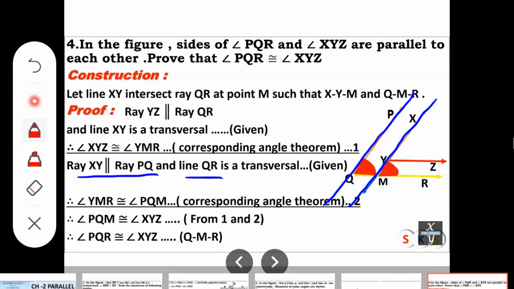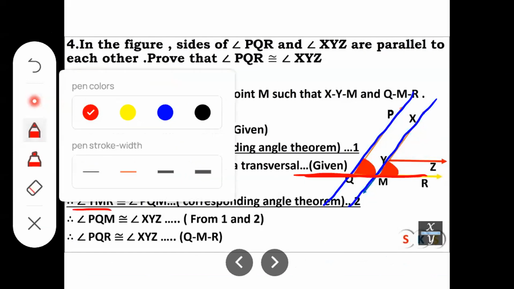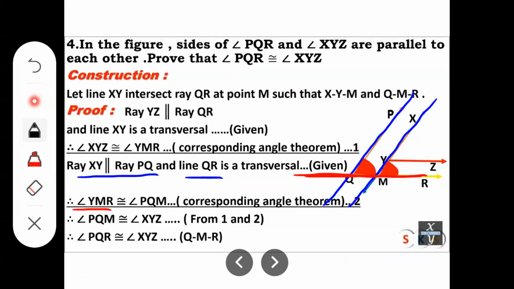So QR, where is QR? That QR is a transversal. See here. Now again find the property. Find the corresponding angles here. Now which are the corresponding angles? Angle YMR, that means this angle, the angle marked in red color. That angle YMR is congruent to angle PQM.